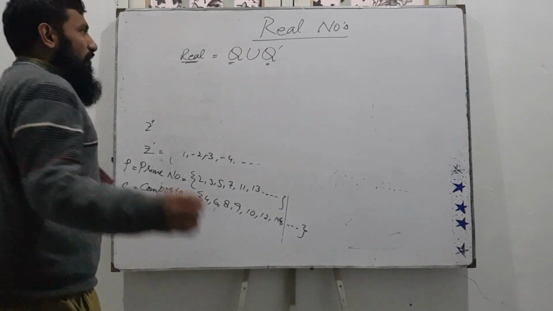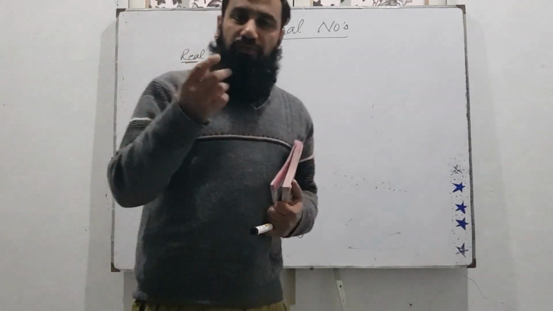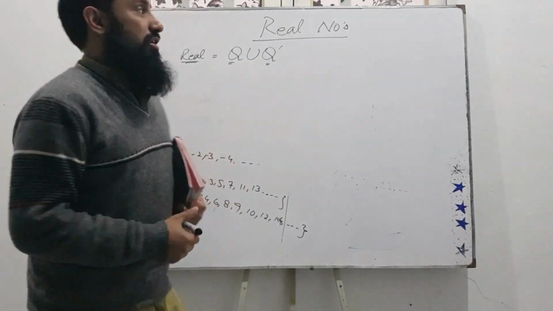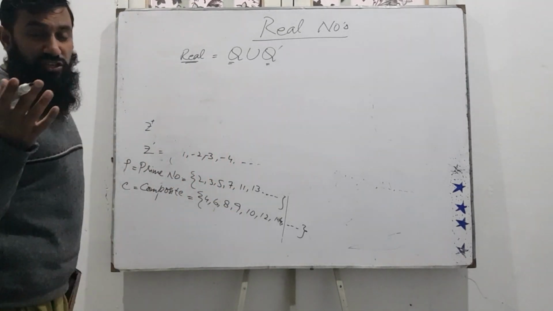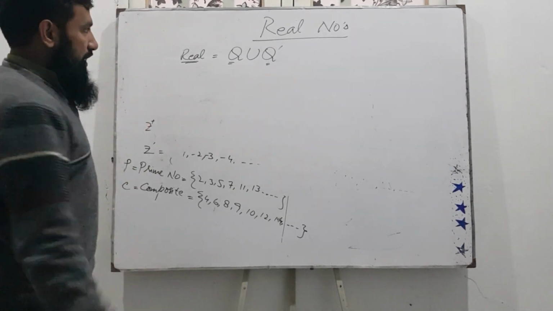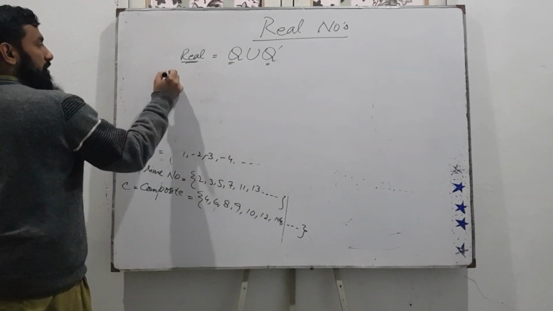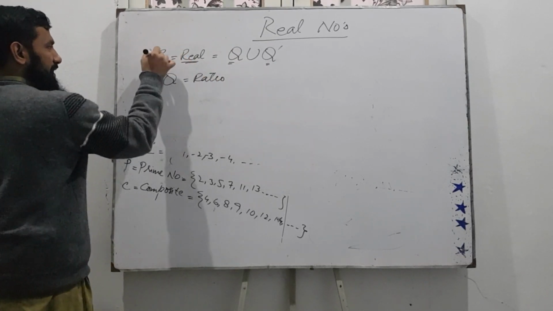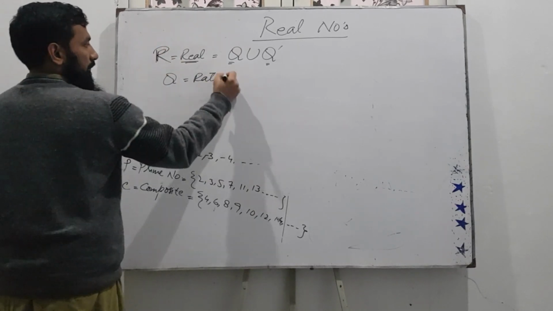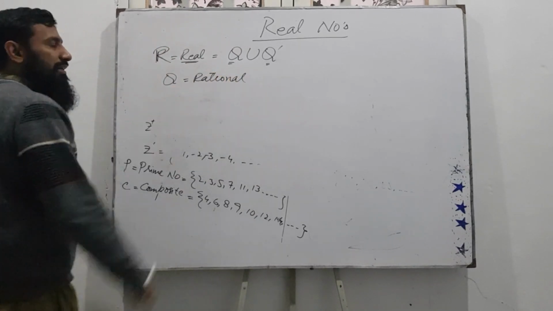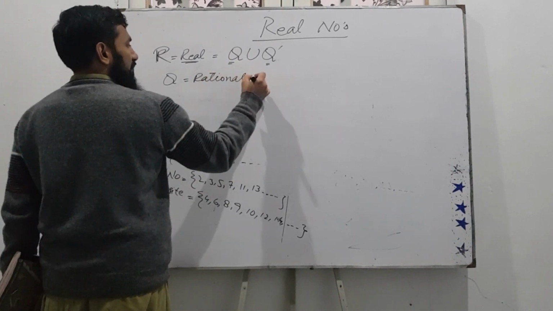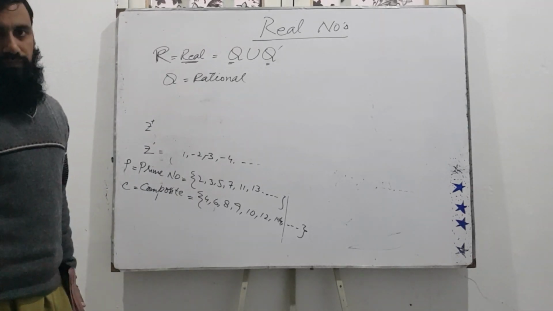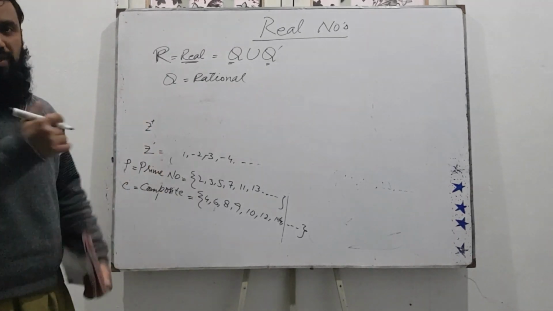So, first of all, if you want to learn the set of real numbers, you must know what are rational numbers and what are irrational numbers. So first I will define what are rational numbers, and then later I will define the irrational numbers. Let me describe rational numbers first. Real numbers are represented by the letter R, and rational numbers are represented by letter Q. Rational numbers are all those numbers which can be written in the form of P by Q.